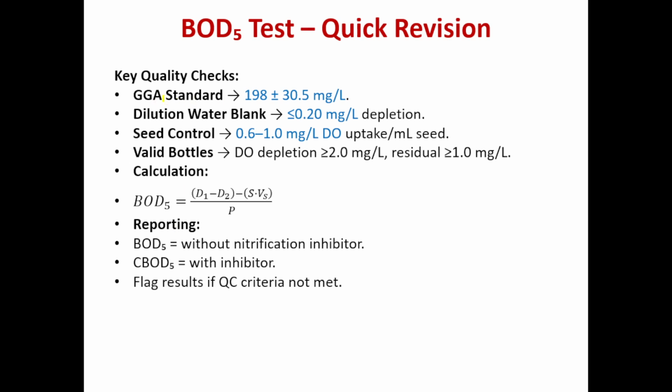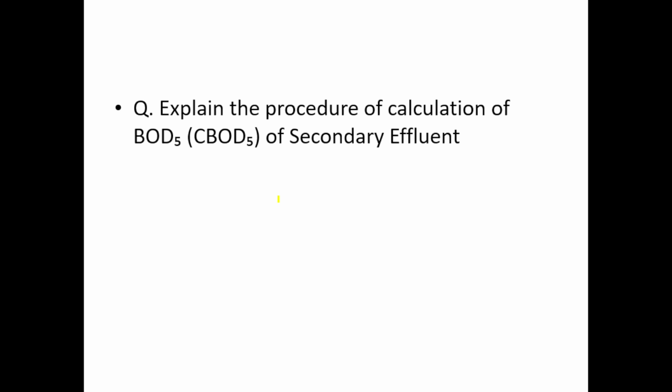These are some of the quality checks. GGA standard 198 plus or minus 30.5 mg per liter. Dilution water blank should be less than 0.2 mg per liter. Seed control 0.6 to 1 mg per liter. Valid bottles have DO depletion more than 2 mg per liter and residual more than 1 mg per liter, and we can calculate by using this formula.